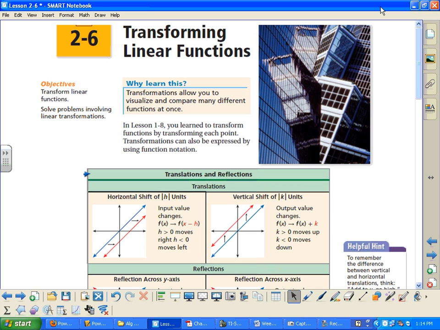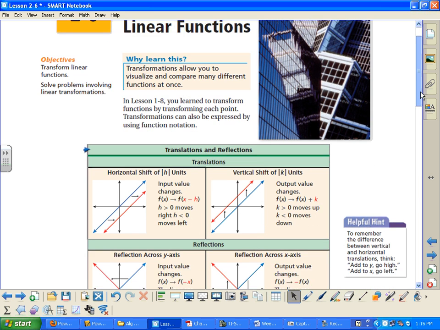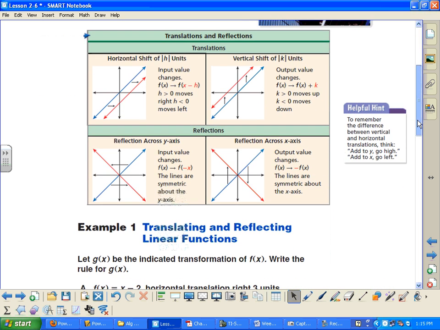Okay, so we're going to transform linear functions. In lesson 1-8, you guys transformed points. You did vertical shifts and horizontal shifts, reflections vertically and horizontally, and stretching horizontally and vertically. We're going to do all that today, but we're going to do it with lines. First we have translations and reflections, so let's review them first of all.